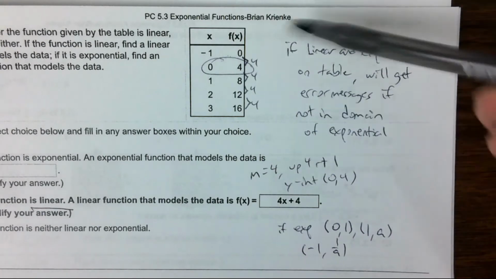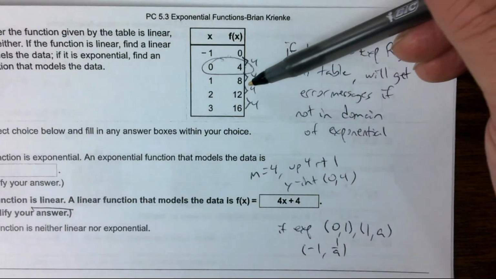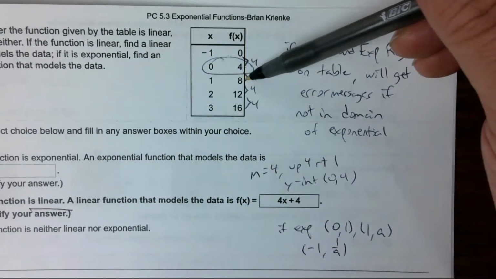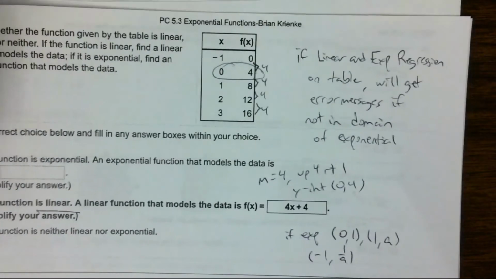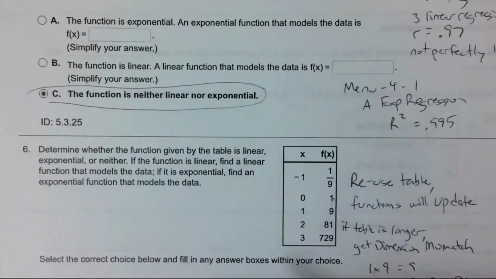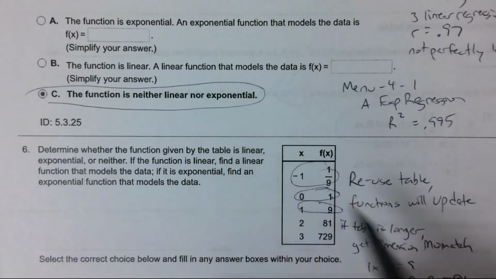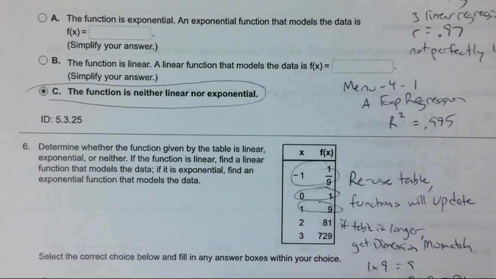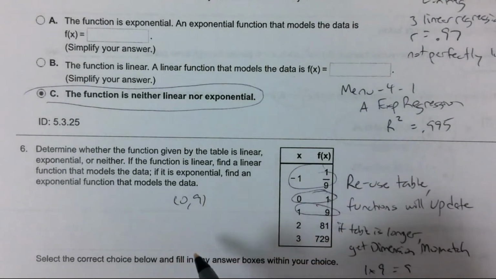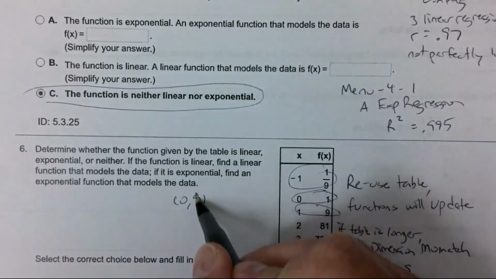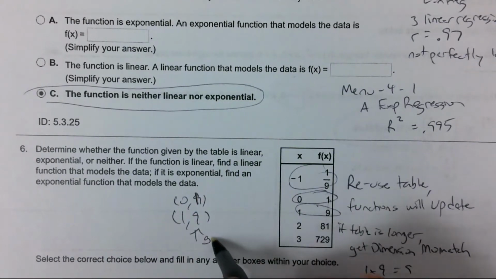So once we got to here and to here, it was going to not like the domain. But again, going back, this one does have 0, 1, and 1, 9, and -1, 1 over 9. Whoops, 0, 1, 1, 9. So that's your growth factor.